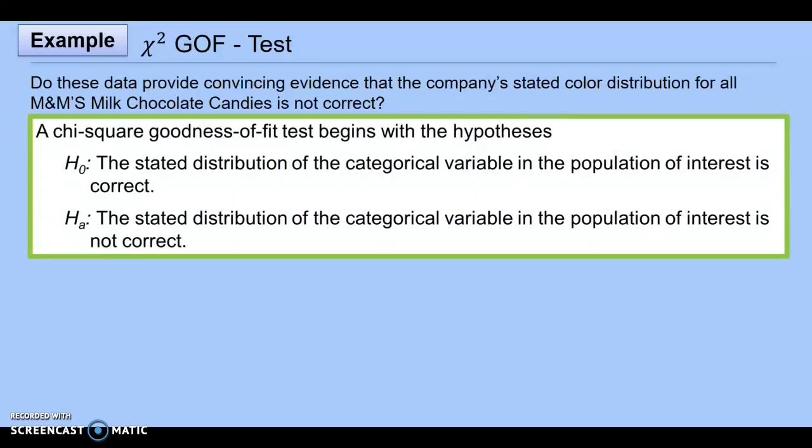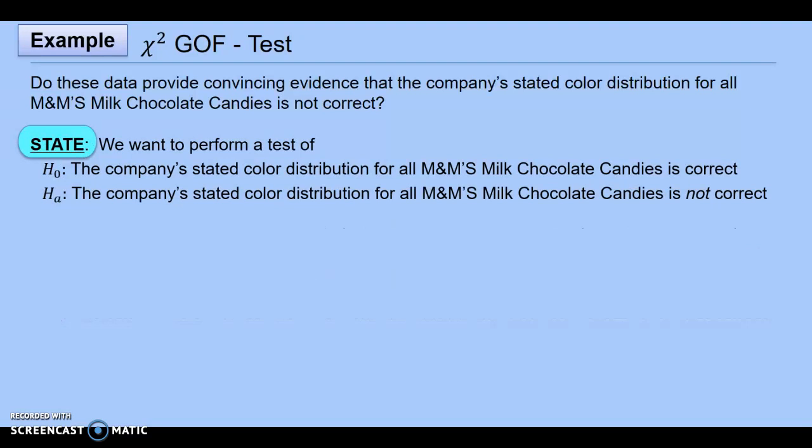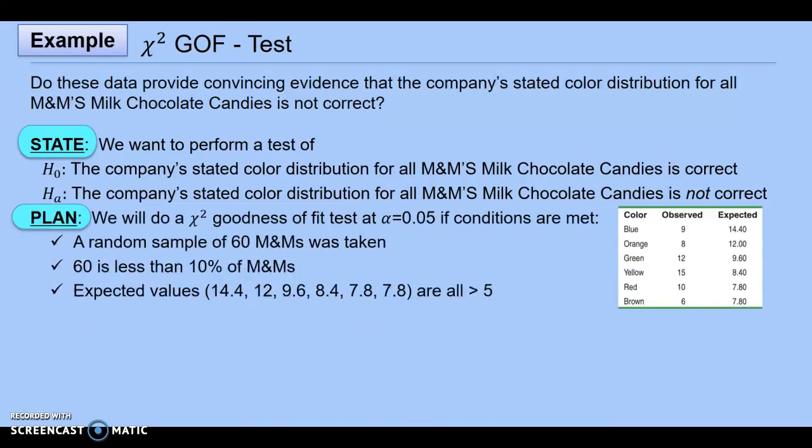So just a quick reminder from your reading, when we're talking about hypotheses for chi-square, you just simply state that whatever categorical data you're talking about, the null, or H sub 0, is that your population of interest, so in this case our milk chocolate candies, is a correct claim, and then the alternative will just be that it's not correct. So if we look at this in context of this problem, we would say that the company that is stating the color distribution for the M&Ms is correct, and then our alternative will be that the company's stated color distribution is not correct.